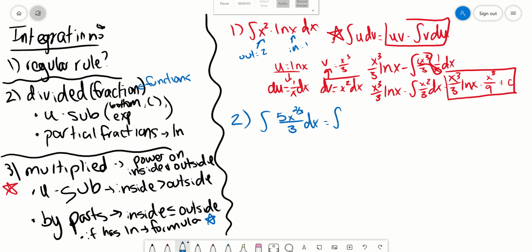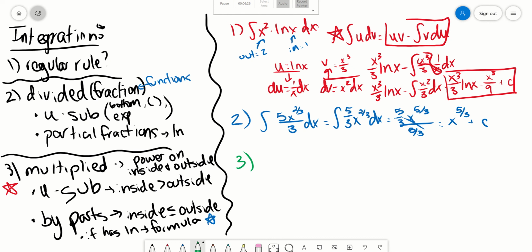So this can be rewritten as 5/3 x to the 2/3. And so now it should be obvious it's more of a power rule situation. So we have 5/3 x to, we add 1 to the power, so 5/3, divide by the new power, which is 5/3. So we just end up with x to the 5/3 plus c as our answer. But that's, again, usually not the case on the AP exam.